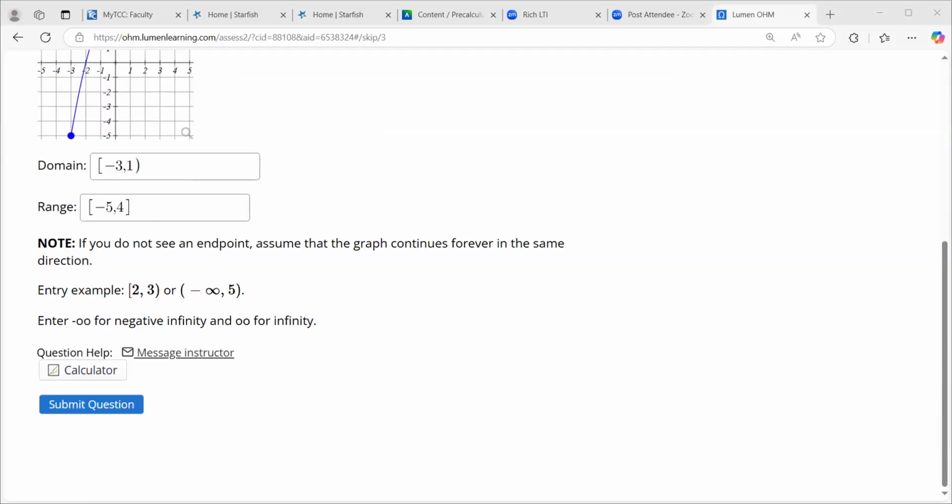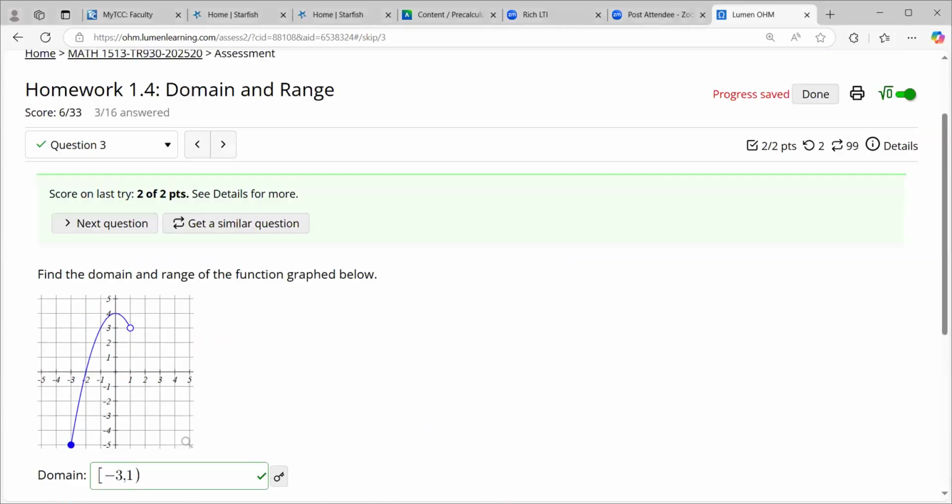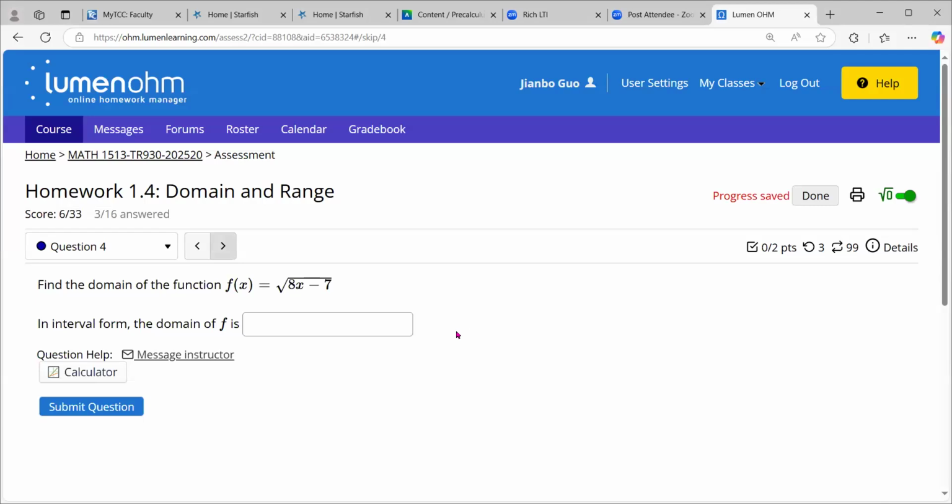Submit. Next question, number 4. Find the domain of the function f of x equals the square root of 8x minus 7. Give me one second, bear with me.